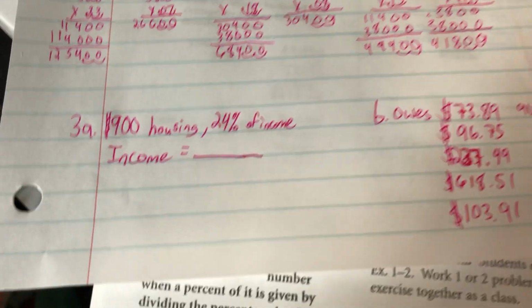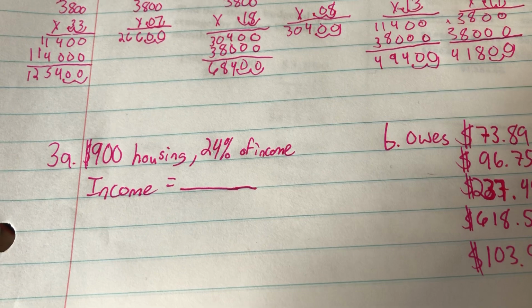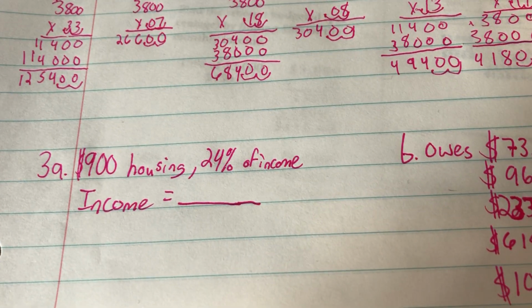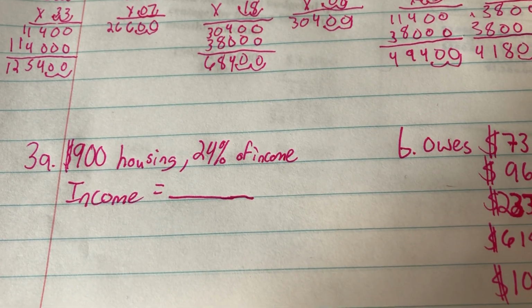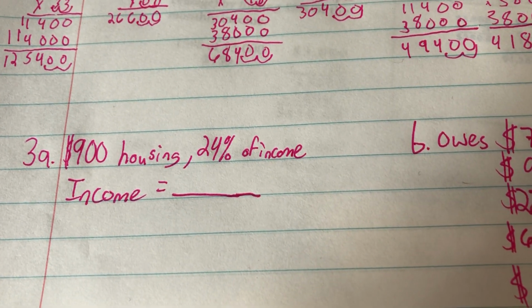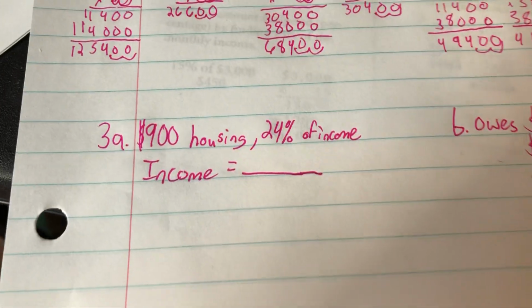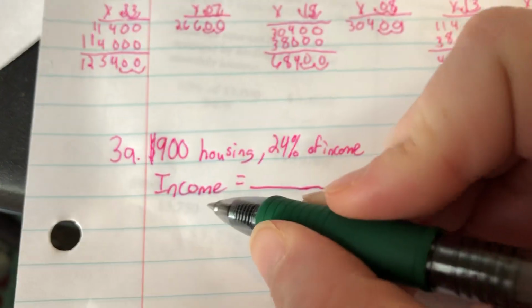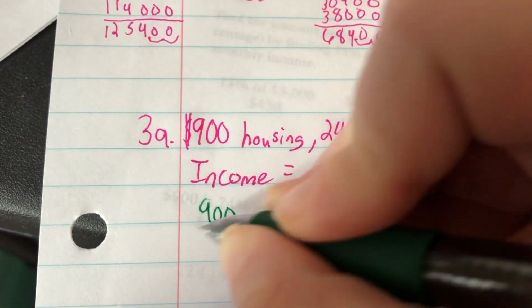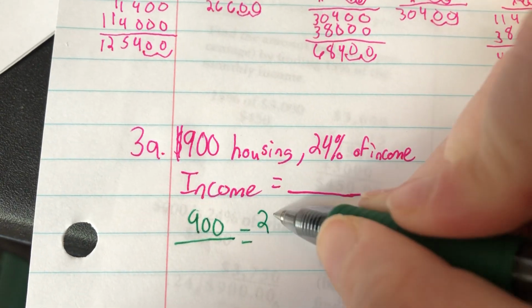Okay, on the next part, it asks about some different scenarios, their little story problems. This family spends $900 a month on housing, and that is 24% of their monthly budget. It wants to know, what is their monthly income? Well, I think the easiest way to figure that out is to make a proportion.